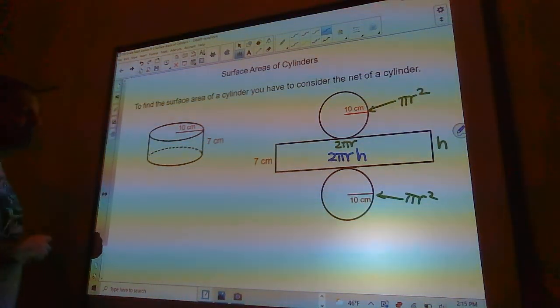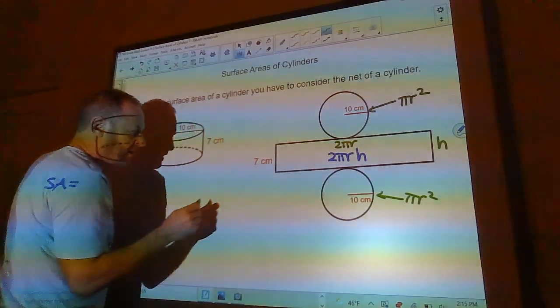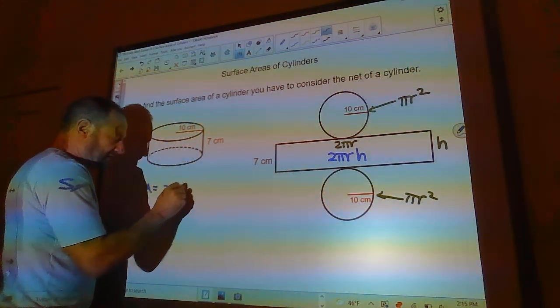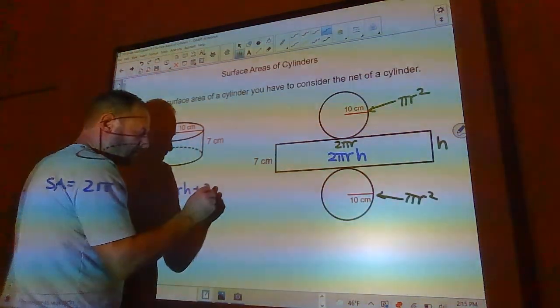And so we can come up with a formula. And that formula is surface area is 2 pi r h. That gives me the rectangle plus 2 pi r squared.